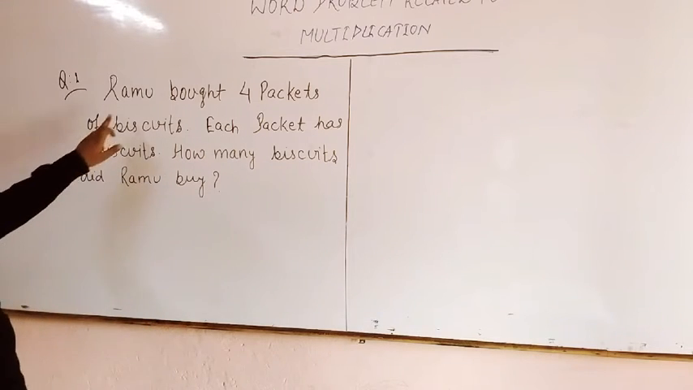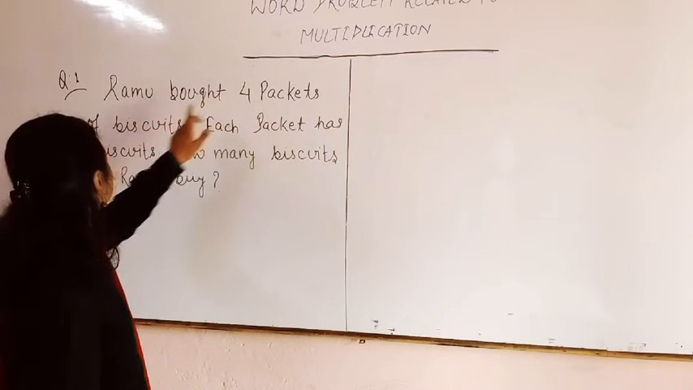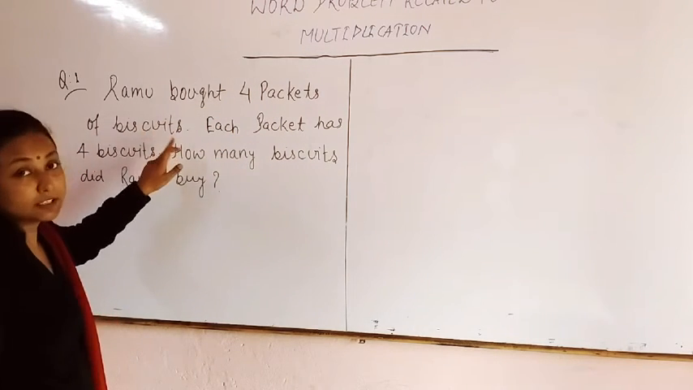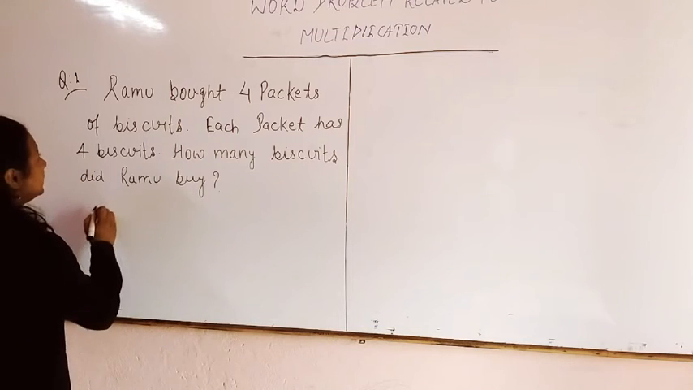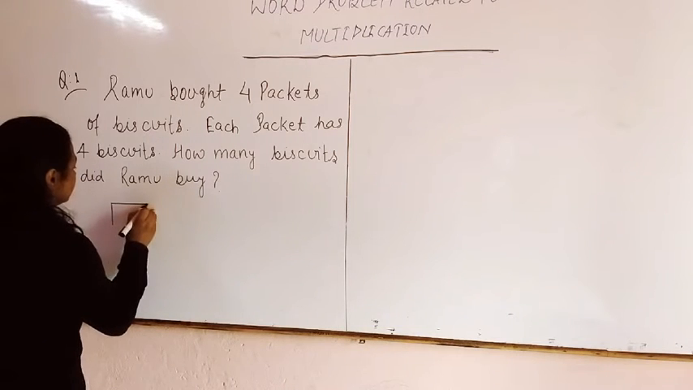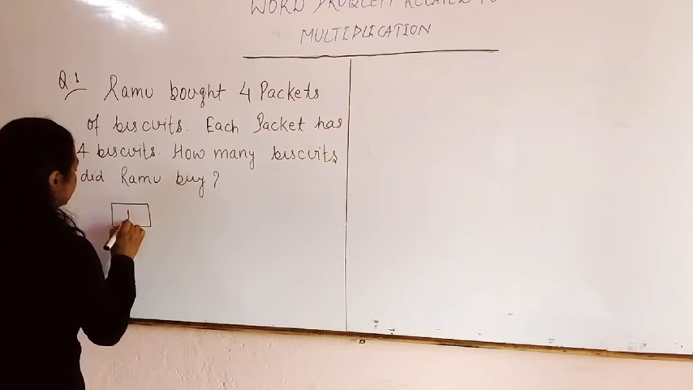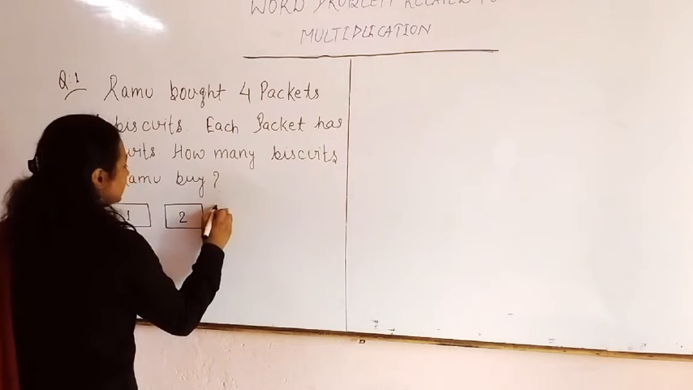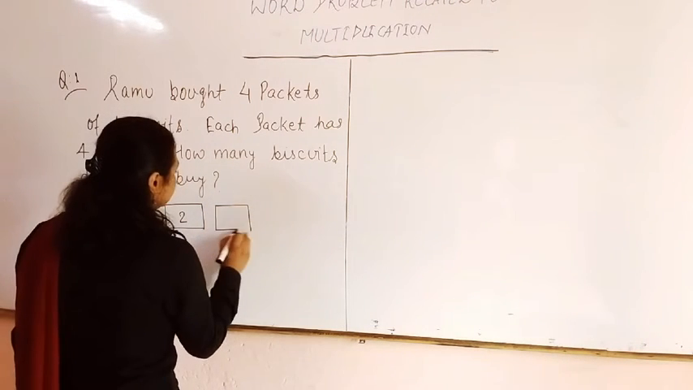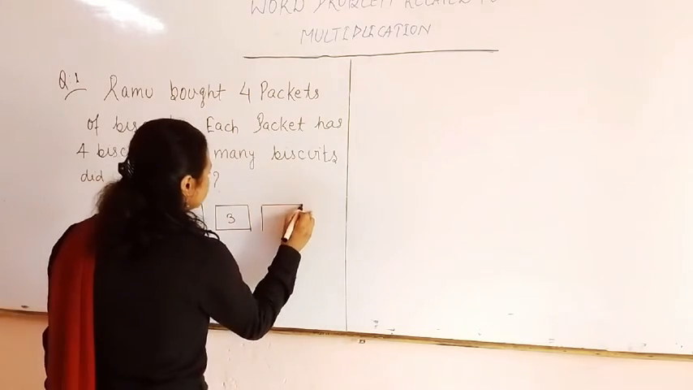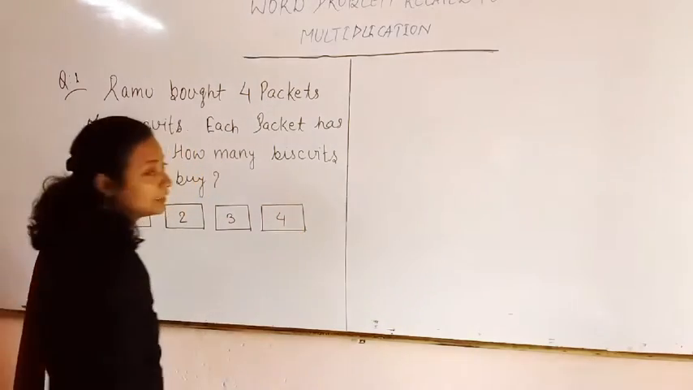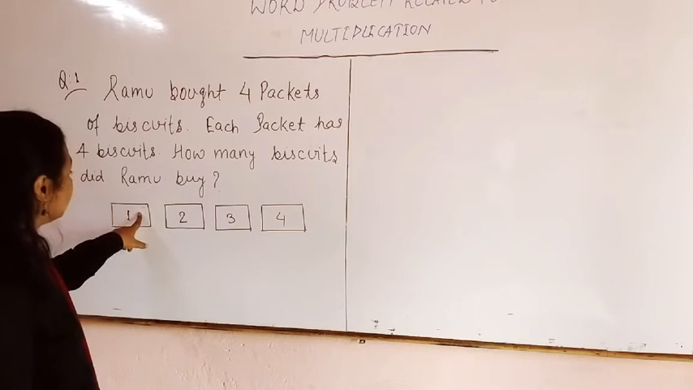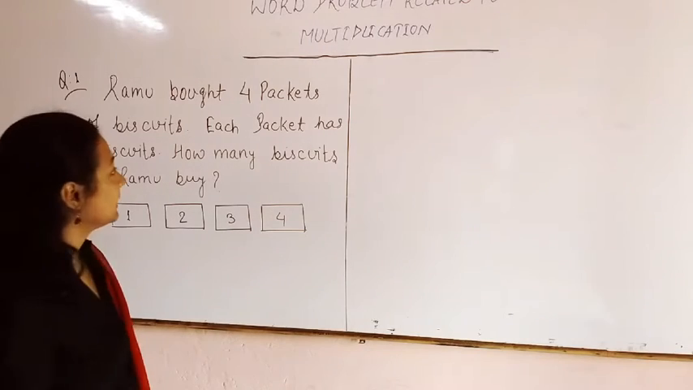Okay. So the first question is: Ramu bought 4 packets of biscuits. That means Ramu has 4 packets of biscuits. This is packet 1. This is packet 2. This is packet 3. And this is packet 4. Okay, there are four packets of biscuits.